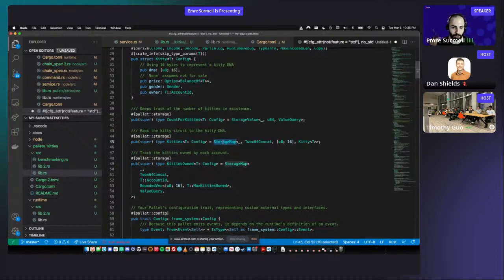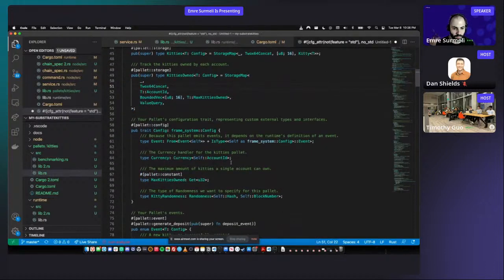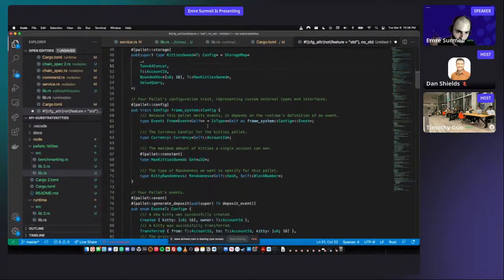So we can use what's called a storage map that allows us to create a map, a key value pairs of kitty types. We can track the kitties owned by each account by using a storage map as well. So storage map is this kind of more complex key value pair storage structure. And then we can have different types of configurations on our pallet.